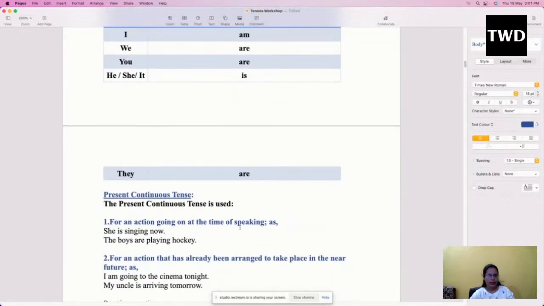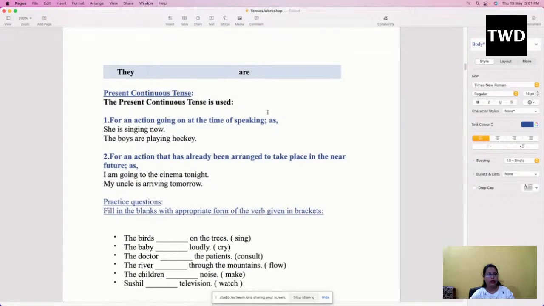So present continuous tense is used for an action going on at the time of speaking. So now I'm speaking. What am I doing? I'm teaching you English right now. Okay. So I have got some examples here. She is singing now. So at this moment, she is singing. The boys are playing hockey. So at this moment, they are playing hockey. So now you can think in your mind what you are doing right now, what the other family members are doing right now. In this way you can frame sentences under present continuous tense.